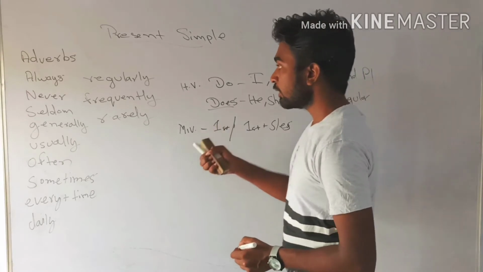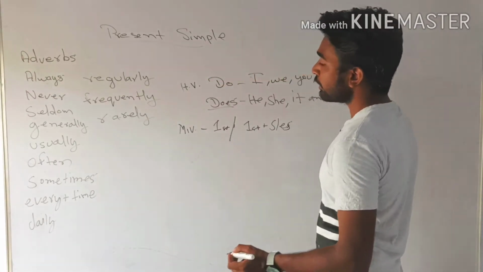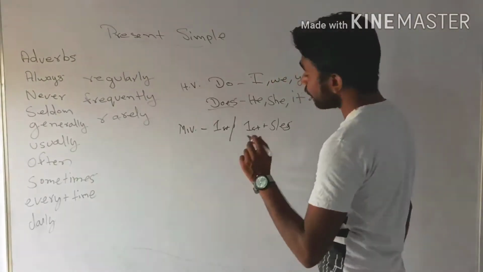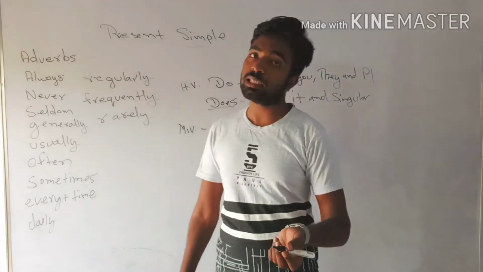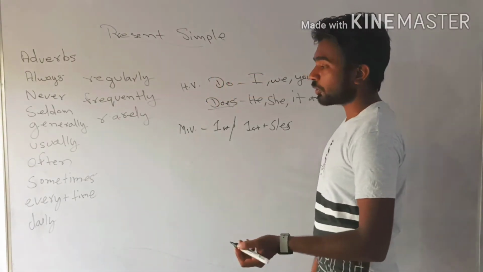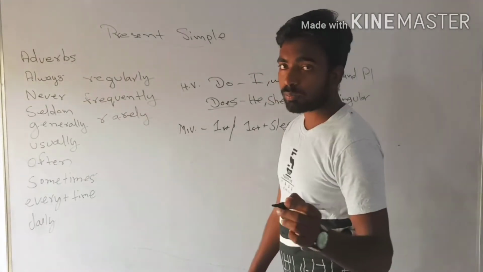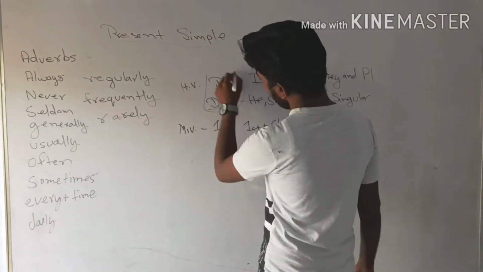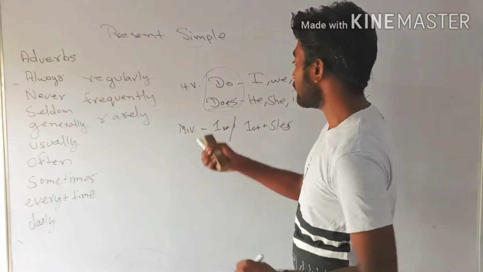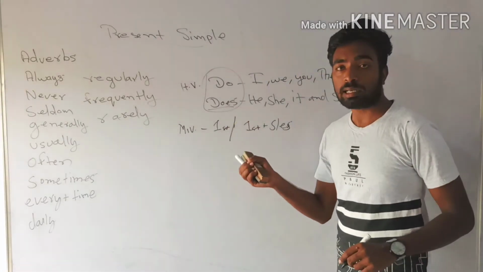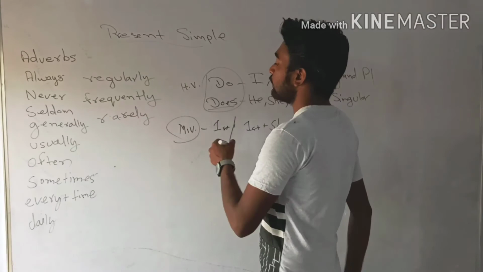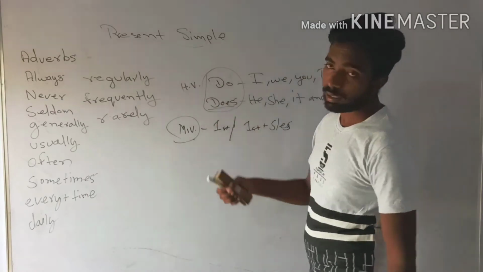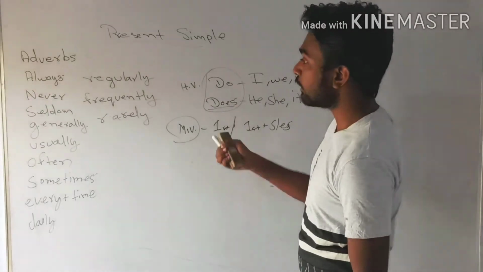Now we will talk about the rules of present simple tense. In our last class we studied subjects and sentences, so you have to take care of that. If your sentence is affirmative, meaning it doesn't have not or a question mark at the end, then you are not allowed to use the helping verb do or does. If your sentence is negative or interrogative, then you have to use the helping verb do or does: do with plural subjects and does with singular subjects.